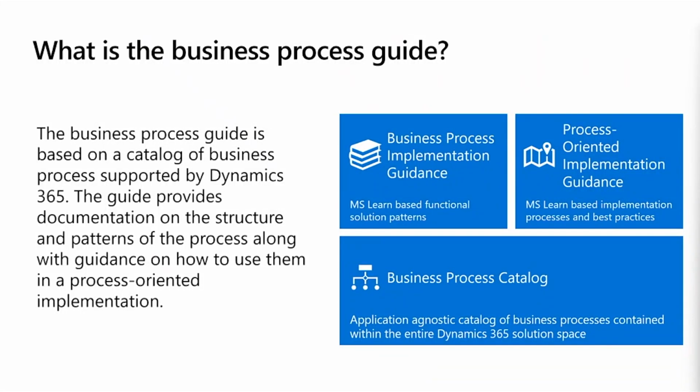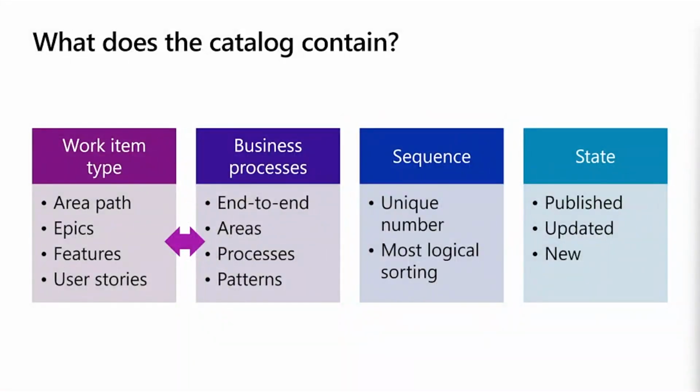But the guidance that goes with it has two pieces. We have our implementation guidance, which is organized by the phases of your project. It tends to be a little bit more technical in nature. That's also where you'll find our process-oriented solutions chapter in the implementation guide. And then we have our business process implementation guidance. All of this content is available out in the Guidance Hub, which you can find at aka.ms/1guidance.